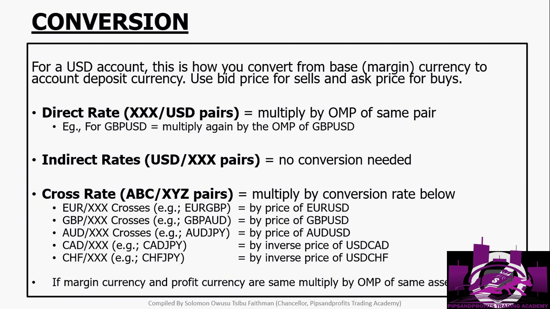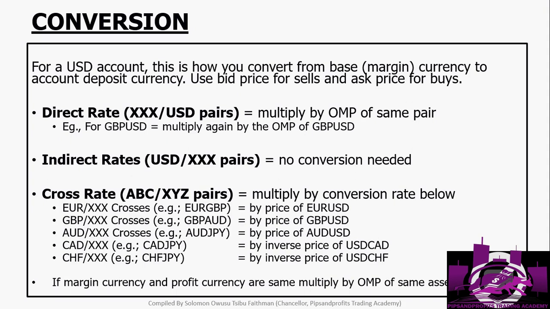Then when we have a cross rate, how do we convert to our deposit currency? We said that a cross rate is a rate without the USD, so two currencies without the USD, and you multiply by the conversion rate below. For instance, if I am trading Euro as a base paired with any other currency apart from the USD, for example Euro GBP, then I have to multiply by the price of Euro USD to arrive at my final position size. If I have GBP crosses, that is GBP as a base currency paired with any other currency, I multiply by the price of GBP USD.